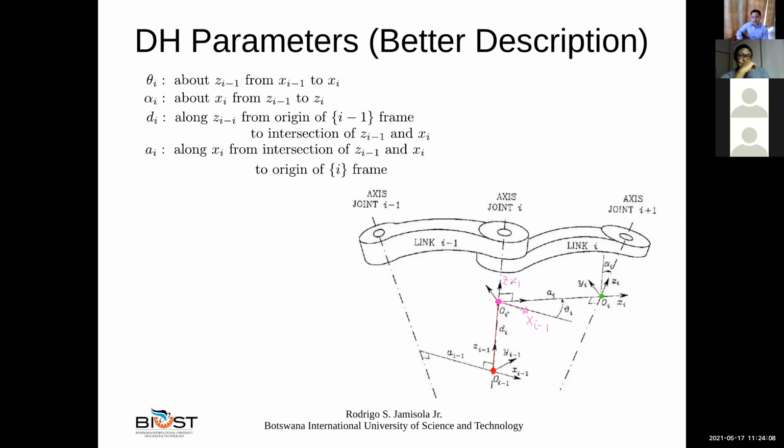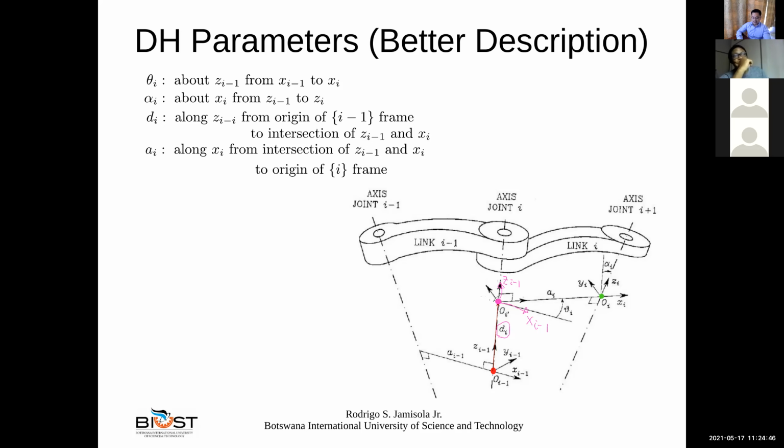So now your ZI minus 1 is here. Okay, your XI minus 1 is there. Same direction. Of course, your YI minus 1 is in that direction. I'm not showing that so that our things here won't become dirty. Okay, so we move the origin to that point by a distance D. That is the distance DI. Okay, that's the first transformation. So after the first transformation, the frame I minus 1 becomes here.